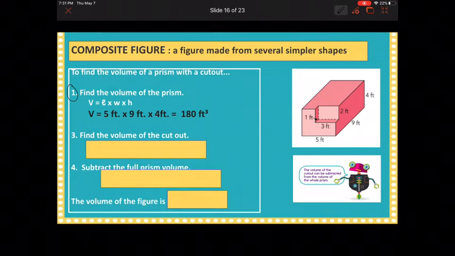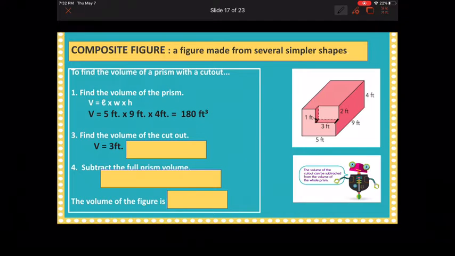Now, step number 3 is to find the volume of the cutout, the missing piece. Let's find out the volume of that. So let's look at it. We've got length times width times height. What is the length of the cutout? The length right here is 3 feet. Let's put that in. There we go. The width from front to back of this cutout is right here. It's not labeled. Let's go over here. Up right here, we can see they did label it. It's 1 feet.